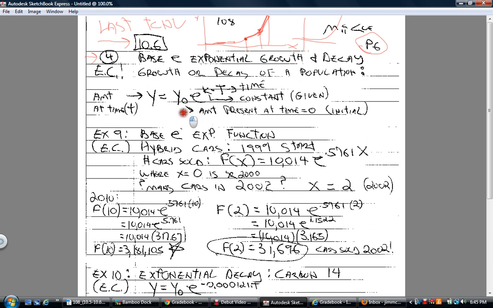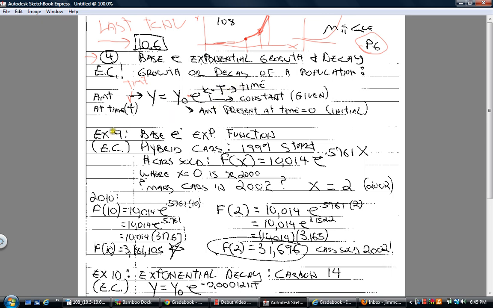So these examples talk about an equation. y represents the amount of something, of growth or decay, based on a function of time. So t is time, and y sub 0 is the coefficient in front of e. It's the amount present at time 0. And e is 2.71 raised to an exponent that has k as a constant, which has to be given to you, and time.